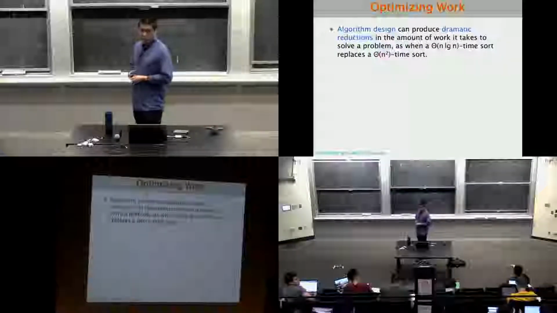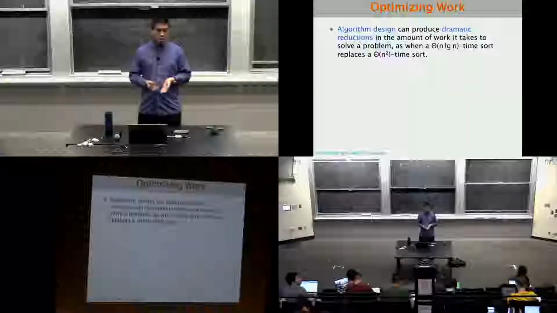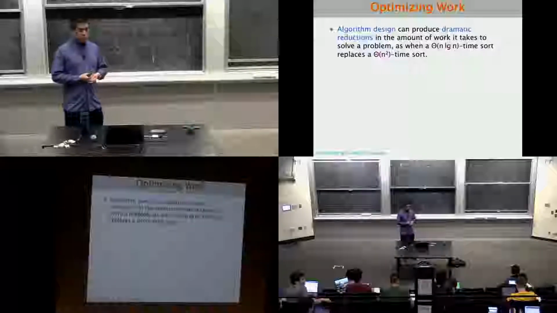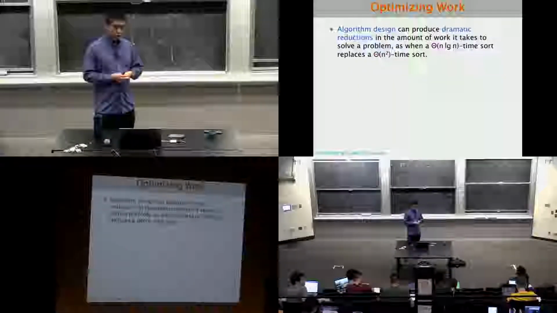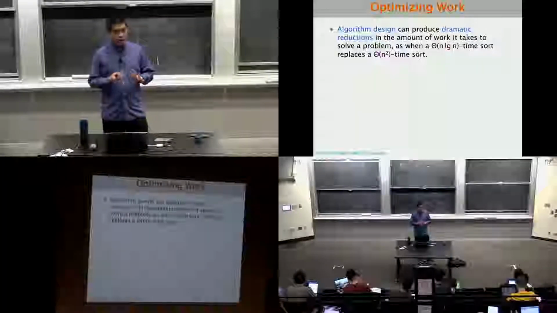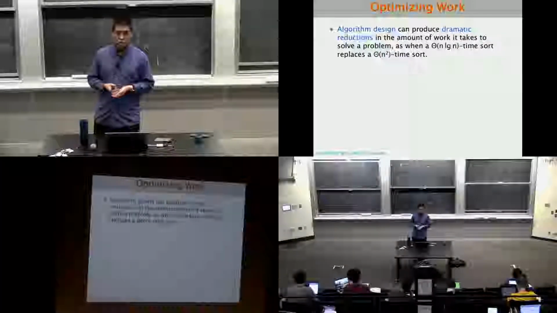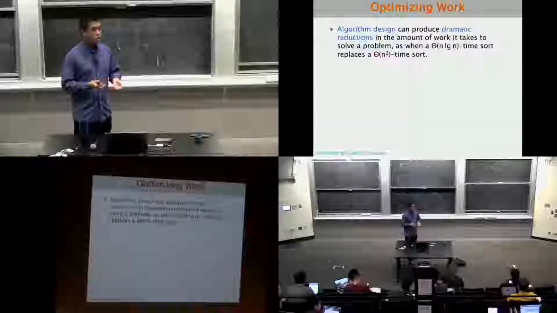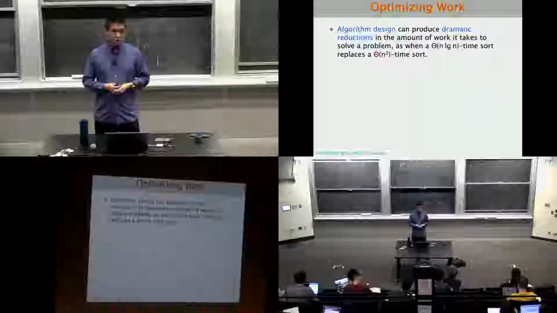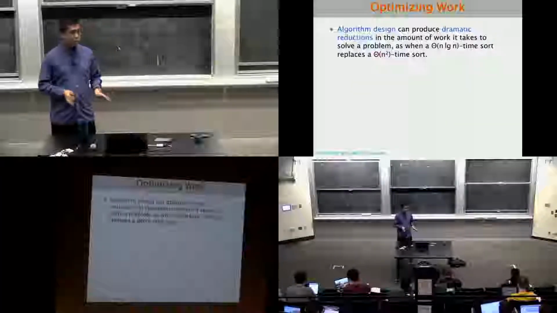And the idea of optimizing work is to reduce the amount of stuff that the program needs to do in order to improve the running time of your program, improve its performance. So algorithm design can produce dramatic reductions in the work of a program. For example, if you want to sort an array of elements, you can use an n log n time quicksort, or you can use an n squared time sort like insertion sort. You've probably seen this before in your algorithms courses. And for large enough values of n, an n log n time sort is going to be much faster than an n squared sort. So today I'm not going to be talking about algorithm design.